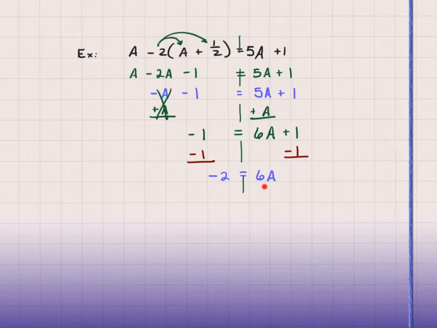I've got to get a by itself now by dividing by 6. It's 6 times a, so I'm going to do the opposite of multiplication, which is division. 6 over 6 is 1, so I get a equals negative 2 over 6. I'm going to rotate that around, putting the a on the left, and I'm going to reduce my fraction. So a is negative 1/3.